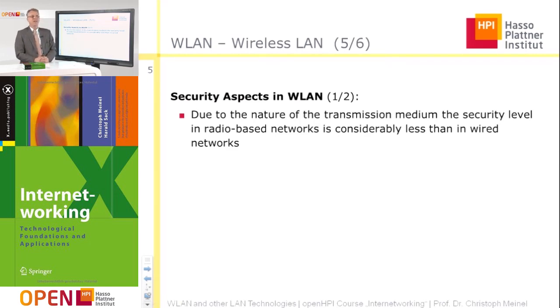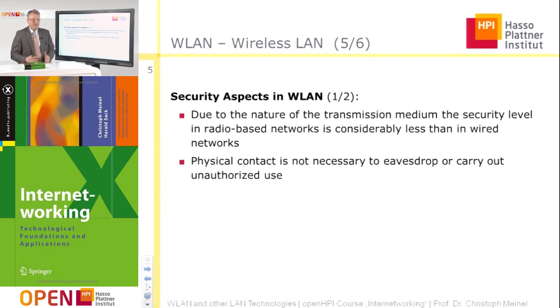Due to the nature of the transmission media, the communication is done by means of radio signals. There is no cable. The security level in radio-based networks is considerably less than in wired networks. In wireless networks, an attacker or anyone who wants to spy out the communication needs to access the physical media and needs to get access to the wire, to the cable, to the ether, or whatever.